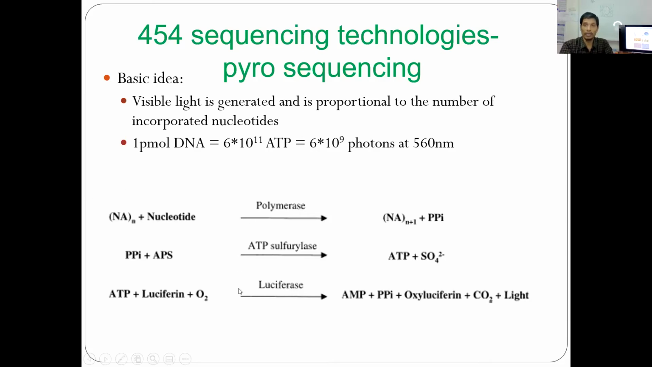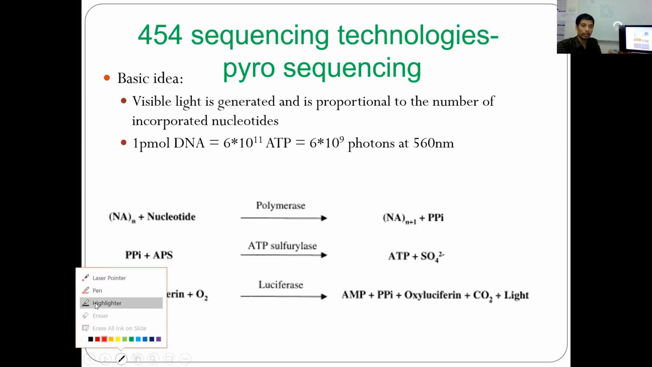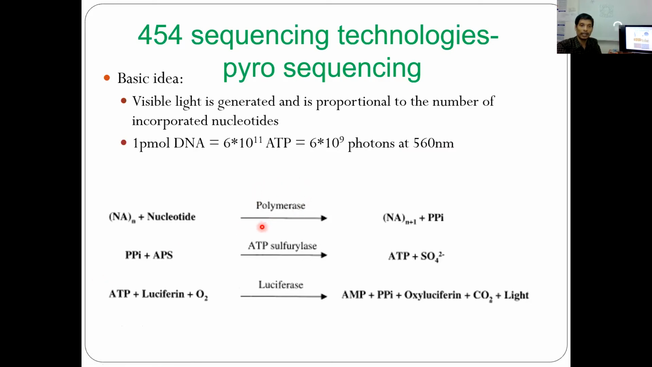Those small beads which I explained here will contain DNA polymerase, some of the beads. Some of the beads carry ATP sulfurylase. Some beads will have luciferase. Apart from that, you will add the substrates luciferin and APS.